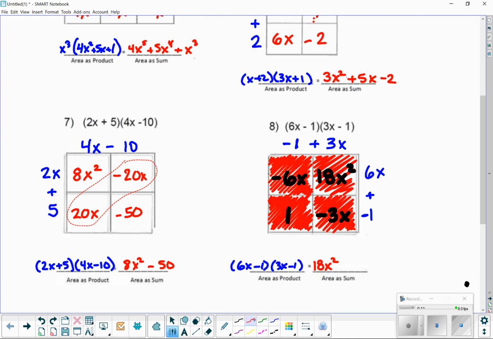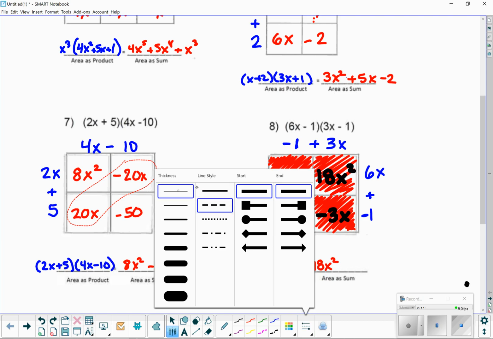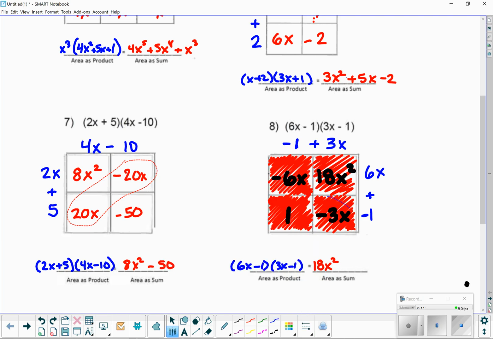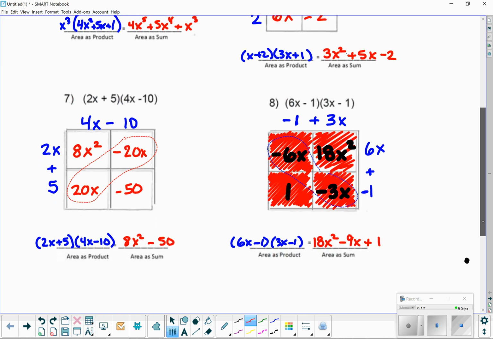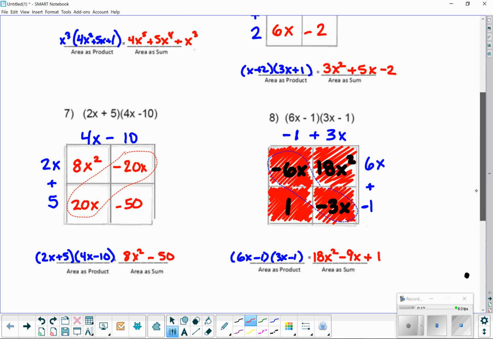Okay, so what do I have? I have all of this, but there are certain things that I can combine. For example, this negative 3x and a negative 6x, I can combine those. Okay, so that's going to be negative 9x. And then I have the 1 by itself, which is a positive 1, by the way. I think that looks pretty cool. All right, that's the first page.